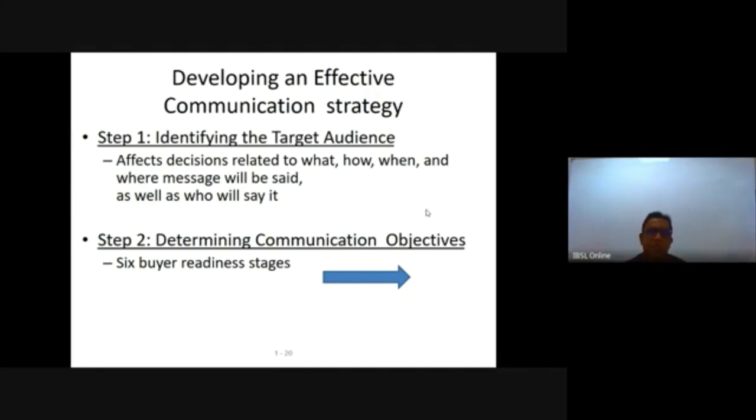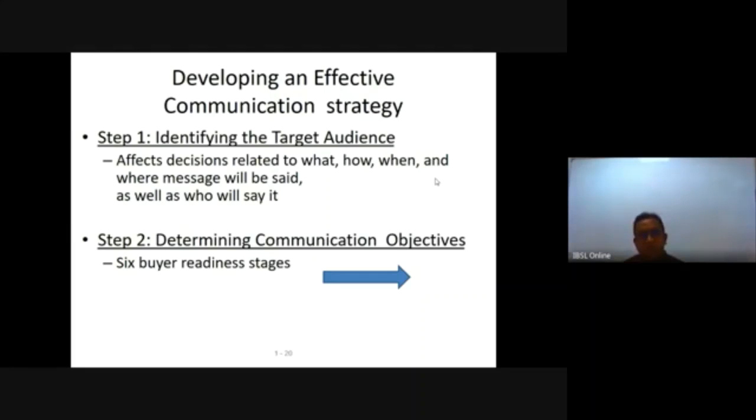Say, for example, if you are targeting school children, what is going to be your message and how are you going to do it? Do you go to schools and do it, or through the school units? When are you doing it? You have to do it when schools are open. And who will do it? Maybe some bank employees or some other acceptable person giving the message, and so on. So identifying the target audience is a key thing in your communication strategy.